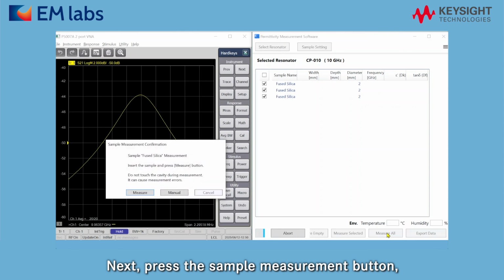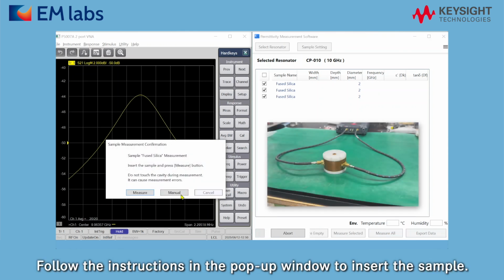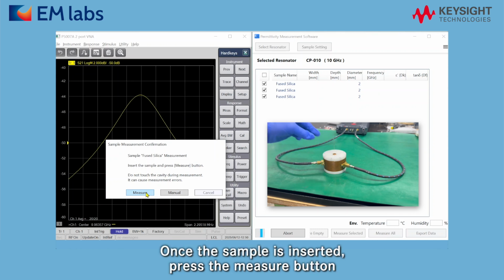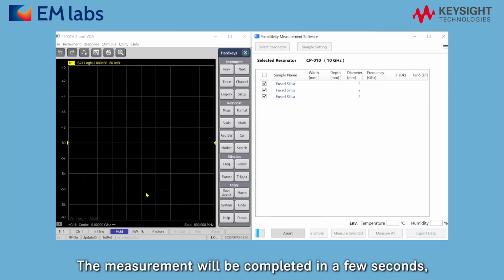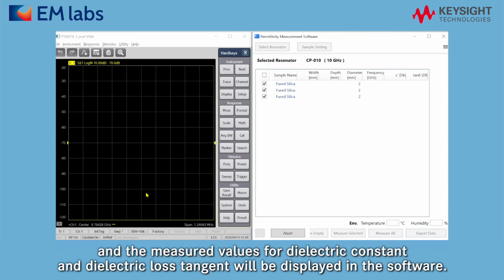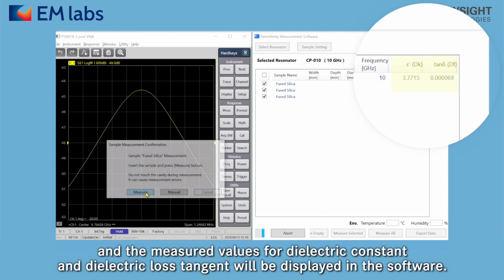Next, press the Measure All button. Follow the instructions in the pop-up window to insert the sample. Once the sample is inserted, press the Measure button. The measurement will be completed in a few seconds, and the measured values for dielectric constant and dielectric loss tangent will be displayed in the software.